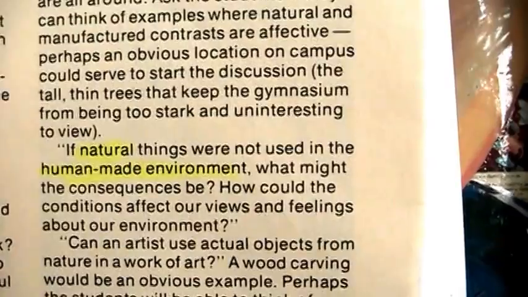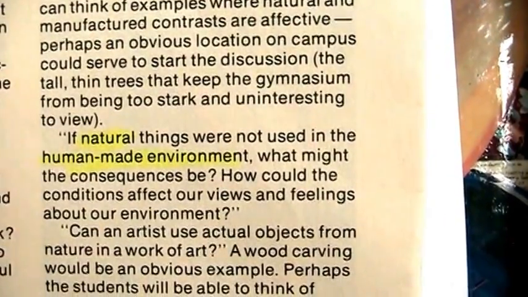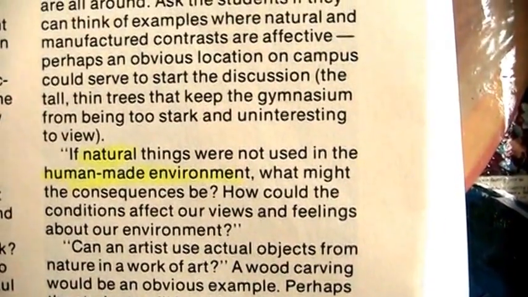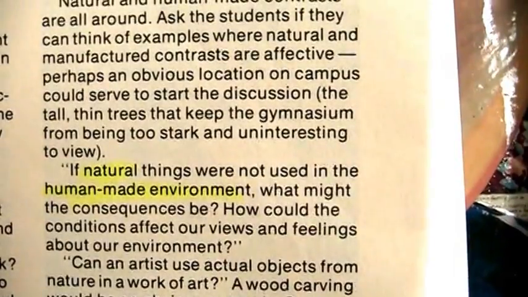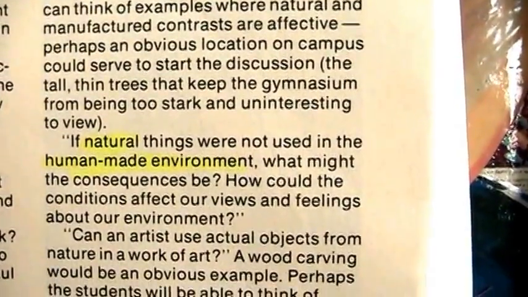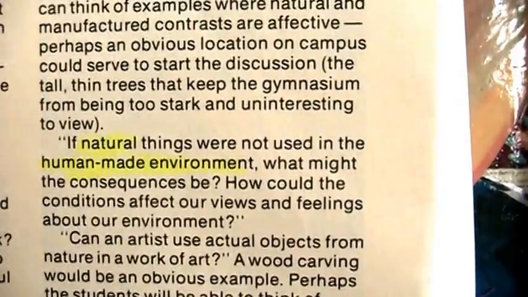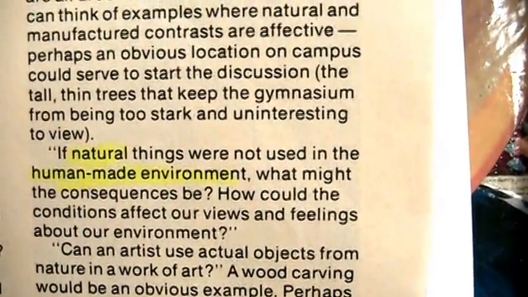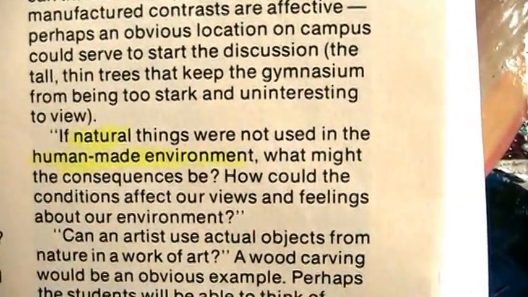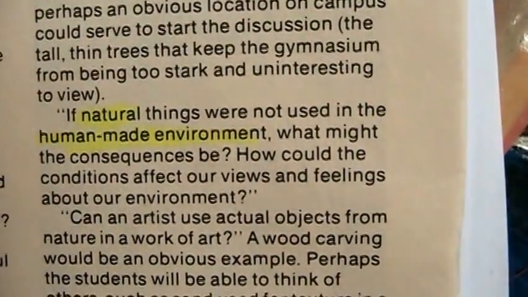Okay. We talked about natural contrasting with human-made objects. So think about things that are made, such as buildings, and that they're surrounded by natural things, such as grass and trees and so forth. And we talked about the contrast that these can actually create and the impact that that would have.